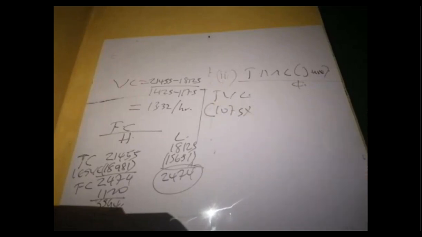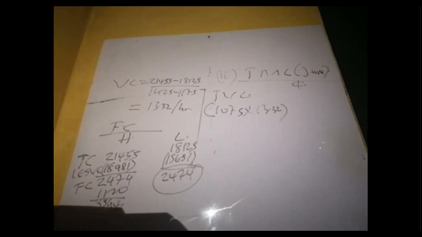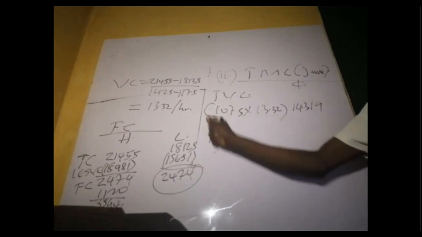Total variable cost bracket: 1,075 hours by what? 13.32, and that gives us 14,319. Great. Then you add the fixed cost.